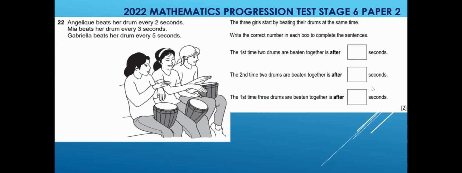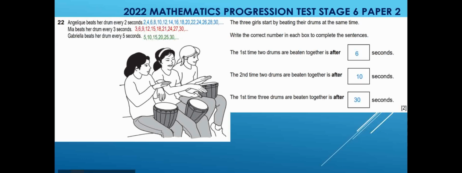Alright, let's reveal the answer. Please pause this video if you have not finished. It's 6, 10, and 30. How does it work? Every 2 seconds, let's make multiples of 2: 2, 4, 6, 8, 10, 12, 14, 16, 18, 20, 22, 24, 26, 28, 30. Every 3 seconds is 3, 6, 9, 12, 15, 18, 21, 24, 27, 30. Every 5 seconds: 5, 10, 15, 20, 25, 30.